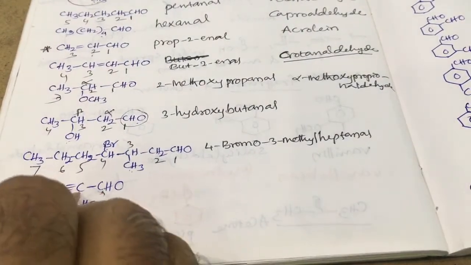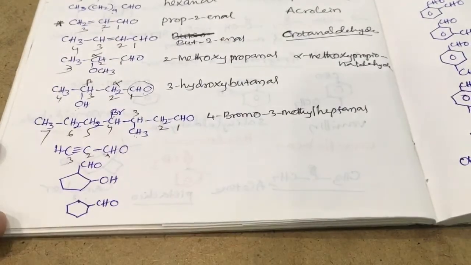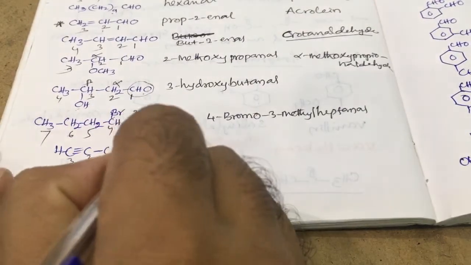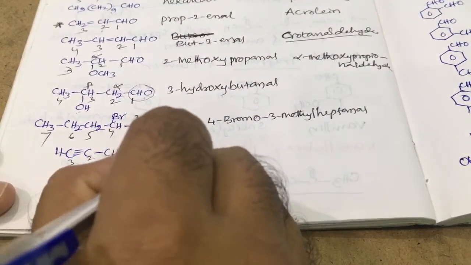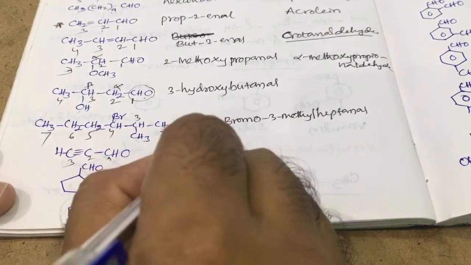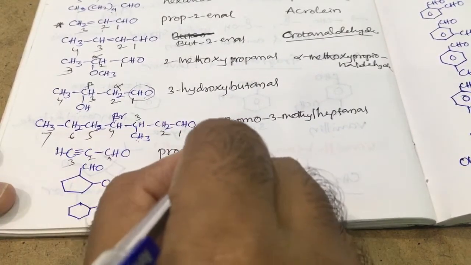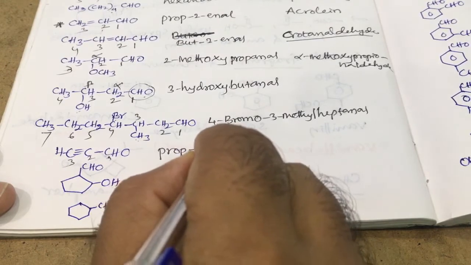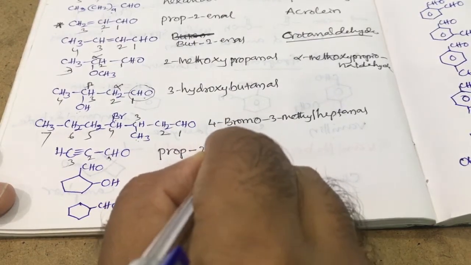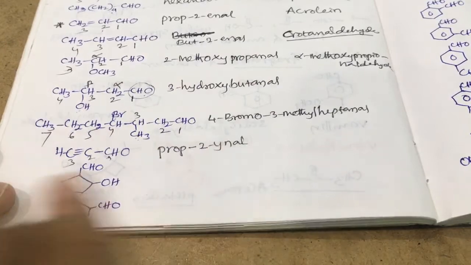Now this is 1, this is 2, this is 3. Okay. Then total 3 carbons are there. Then it is prop. Second position, triple bond is there, then it is called yne. E remove, add al as a functional group, prop-2-ynal.